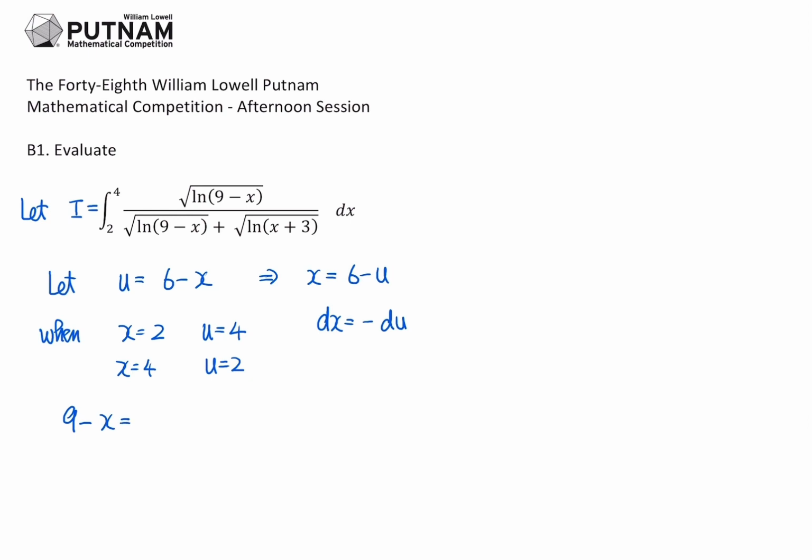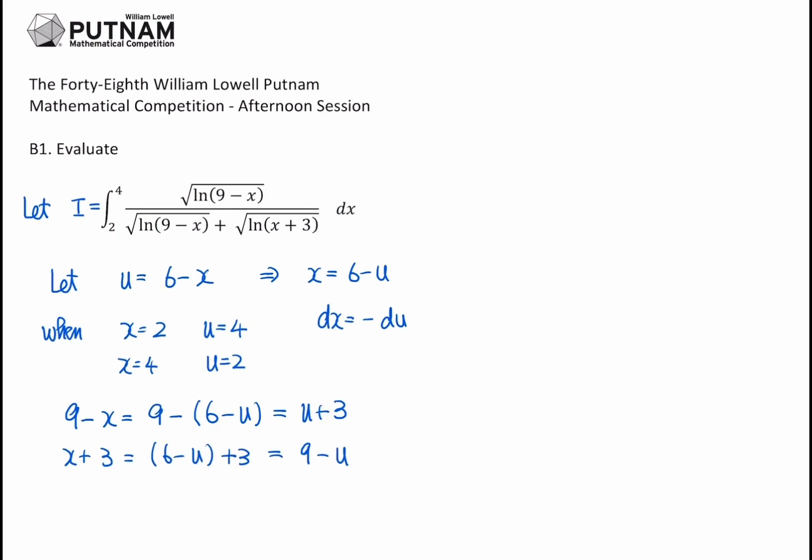Now we will do some housekeeping. 9 minus x equals 9 minus 6 minus u, which equals u plus 3. And x plus 3 equals 6 minus u plus 3, which is 9 minus u. Also, to save some handwriting, I will define the function f of t equals the square root of the natural log of t. Now we can substitute u into the integral.